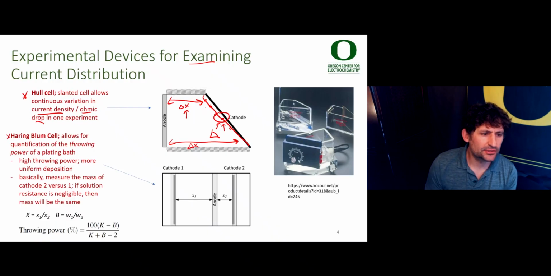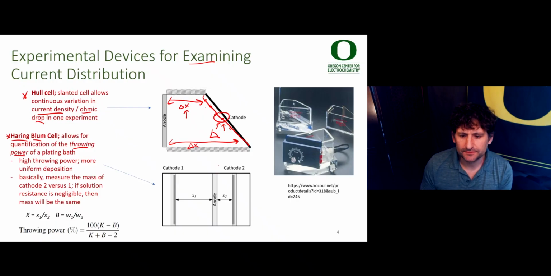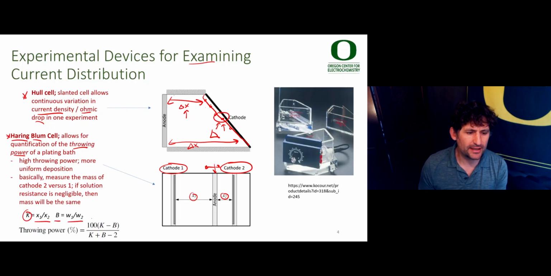Another type of cell that's quite often used is called a Herring-Blum cell, and it allows for something called the throwing power of a plating bath to be quantified. Here's how it works. You have an anode that you can move back and forth. So you can change X1 and X2 continuously, and you have two cathodes. You run your electrodeposition, and you calculate big K, which is the ratio of the two distances, and big B, which is the ratio of the two weights.